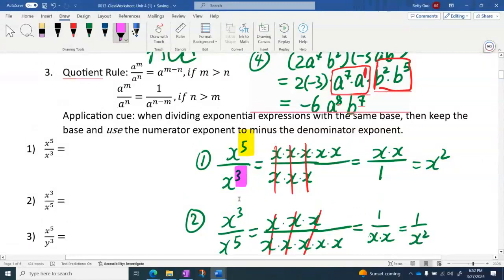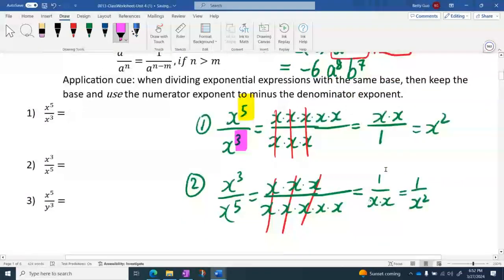Okay? The reason is because in the numerator we have more x's. So the denominator x is going to be all gone. And we end up with 2 x's, because that's the difference between the numbers of x's in the top and the bottom. So we could simply use the numerator exponent minus the denominator exponent. Keep the base and use the exponent in the numerator minus the exponent in the denominator.